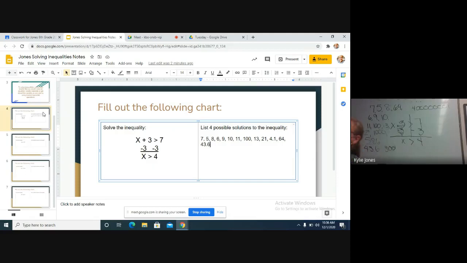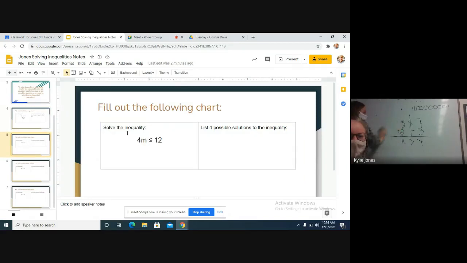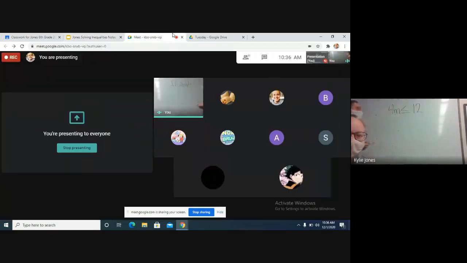You ready to do the next one too? Yeah. Okay. Miss Dolphin is going to keep riding behind me. Let's look at slide number four. Or five, sorry. Slide number five. This time, our inequality is 4m is less than or equal to 12. Less than or equal to 12. Good. Let me make sure that we can see that. Can you guys see that online?